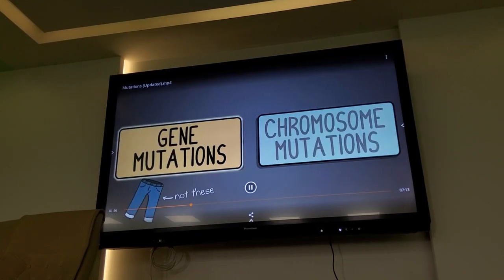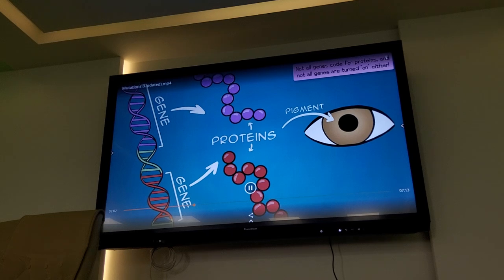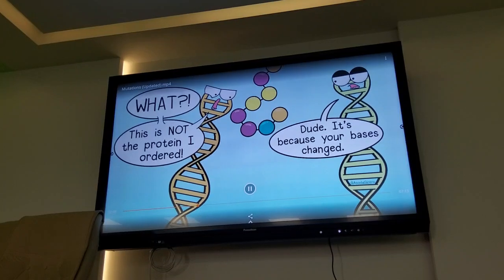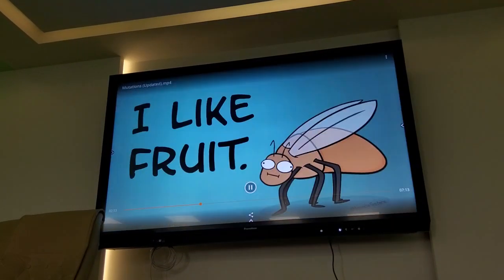We'll start with gene mutations. DNA makes up genes, and genes can code for proteins that influence different traits. So when a mutation in DNA happens, which specifically means a change in one or more DNA bases, then different proteins can be produced, which can affect an organism's traits. In this example, we have fruit fly DNA.